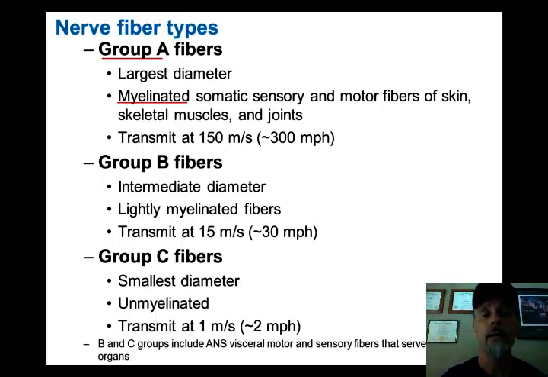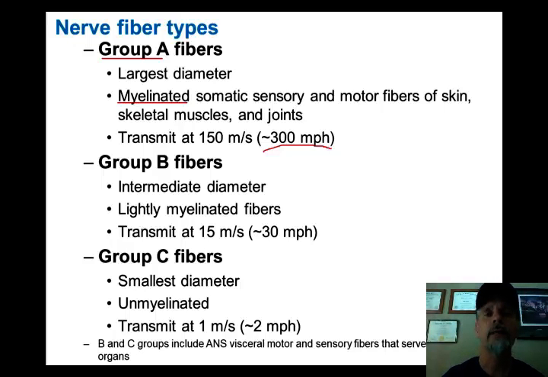They can be almost 300 miles an hour, which makes sense, right? You think it's instantaneous, but you have to have sensory information coming in, make a decision about it, motor information coming out, and then have it happen, right? So it has to be quick.